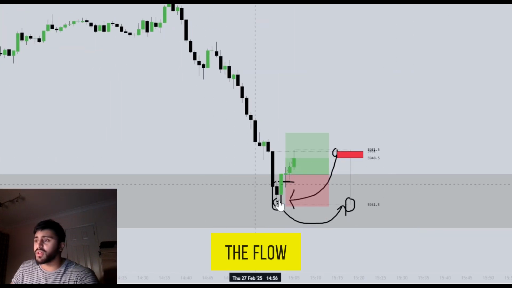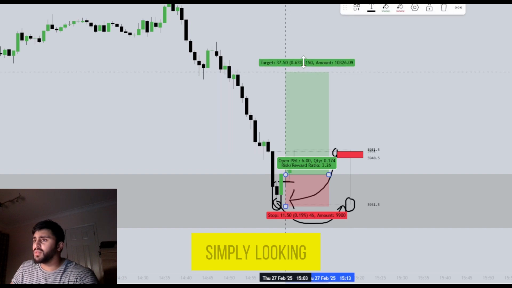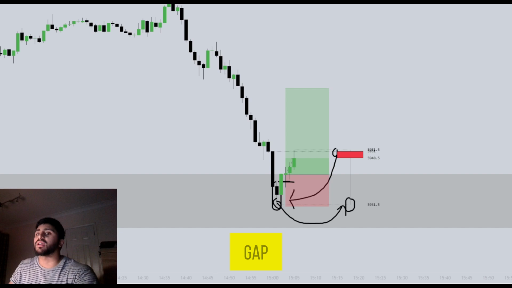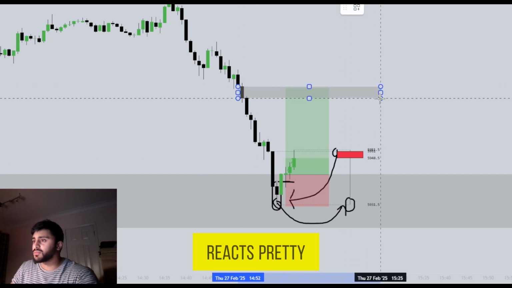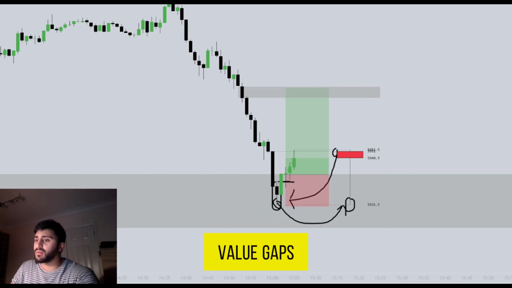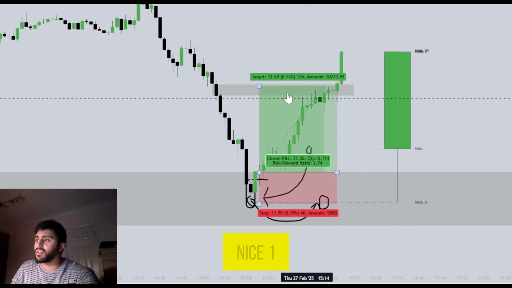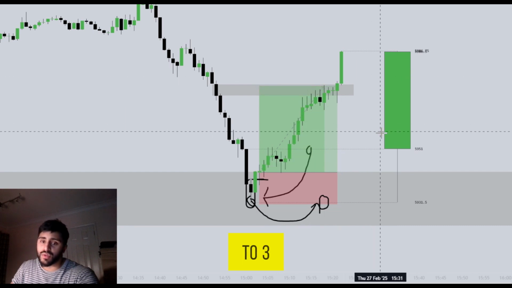Now that order flow has confirmed this level, we're simply looking to target the first 1-minute fair value gap, because the S&P 500 reacts pretty aggressively to these fair value gaps. So if we continue to play price on, what we can see is price eventually does give us a nice 1 to 2 or even a nice 1 to 3 RR.